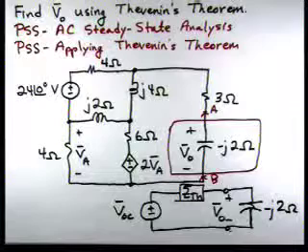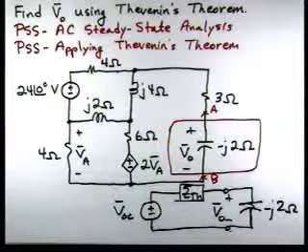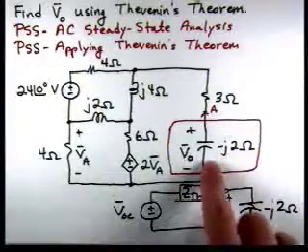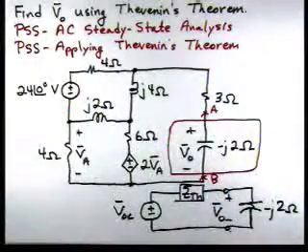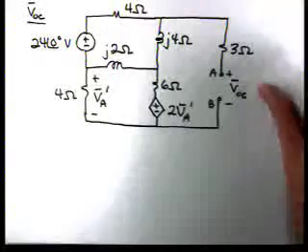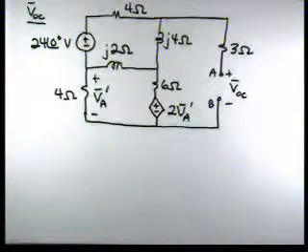So our task then is to find the open circuit voltage and the short circuit current. And the issue that we have here is the fact that we have a dependent source. So first, let's find the open circuit voltage. So now we're going to remove our minus J2. There's our circuit, and we want to find the open circuit voltage.